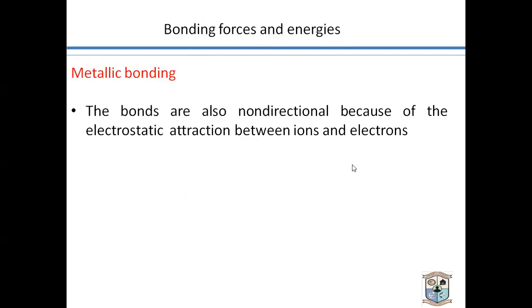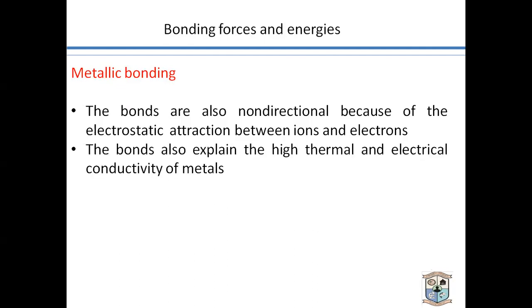Bonds are also non-directional because of the electrostatic attraction between ions and electrons. The bonds also explain the high thermal and electrical conductivity of metals. It's from the bonds that we understand the high thermal and electrical conductivity of metals. So an exam question comes as follows. Why are metals good conductors of electricity? Answer is because the free valence electrons are free, thus allowing electricity to pass through them.